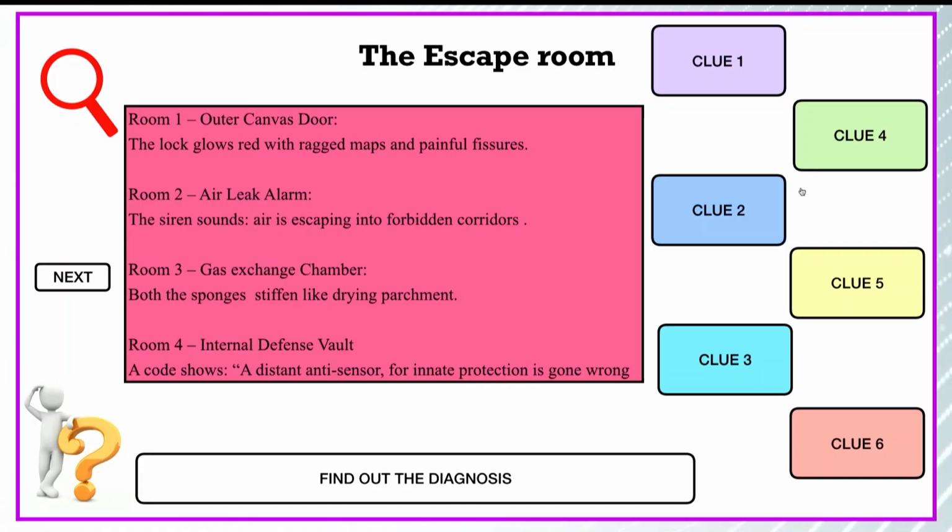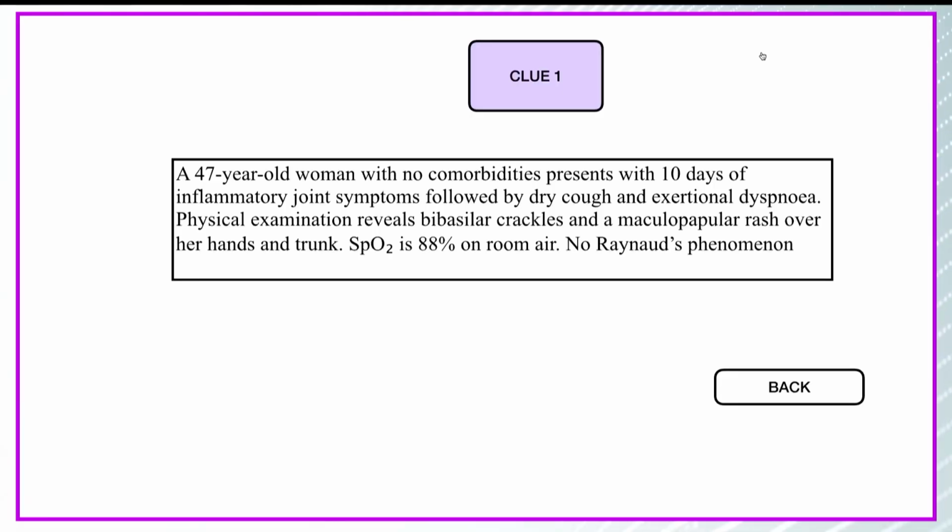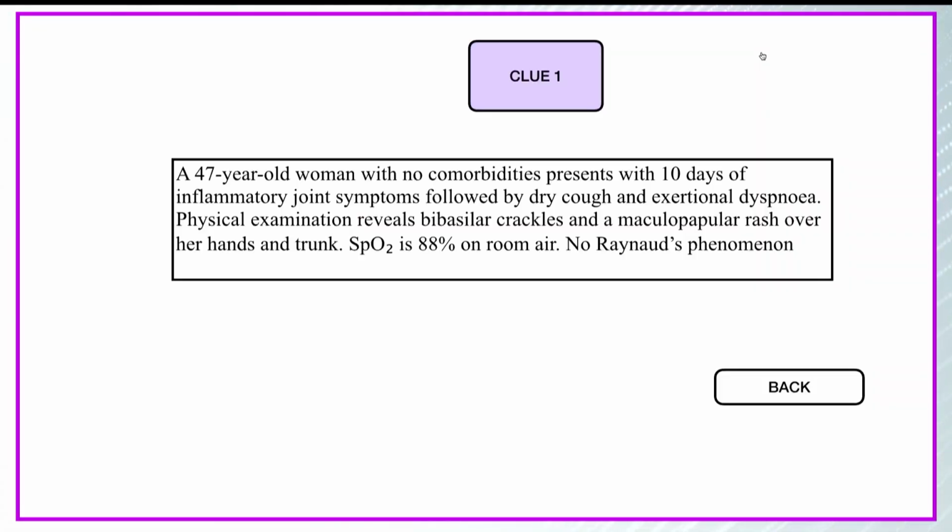You can choose your clues. Clue 1. Clue 1 is a 47-year-old woman with no comorbidities, presenting with 10 days of inflammatory joint symptoms, followed by dry cough and exertional dyspnea. Physical examination reveals bibasilar crackles and maculopapular rash over hands and trunk. SpO2 is 88% only on room air. There is no Raynaud's phenomenon.